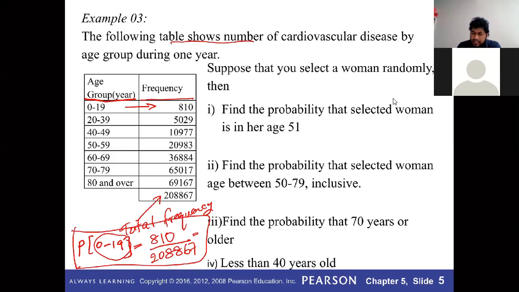An event can be anything. I can say my event is age group 0 to 19, or my event is age group between 40 and 49, something like that. An event is something we define. Suppose that you select a woman randomly, then find the probability that the selected woman is in her age 51. So where is 51? Here, right? 51 belongs to here. So you can find this probability. How?